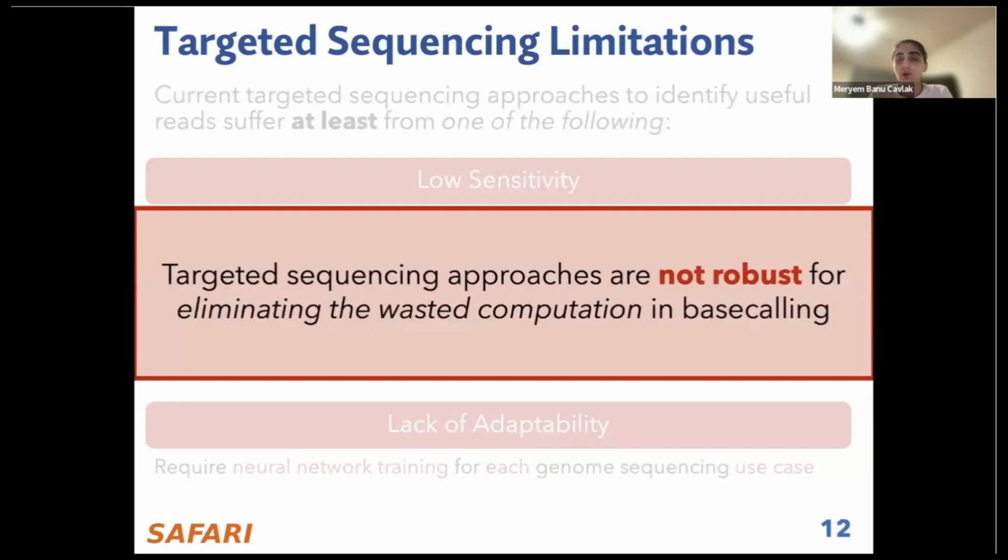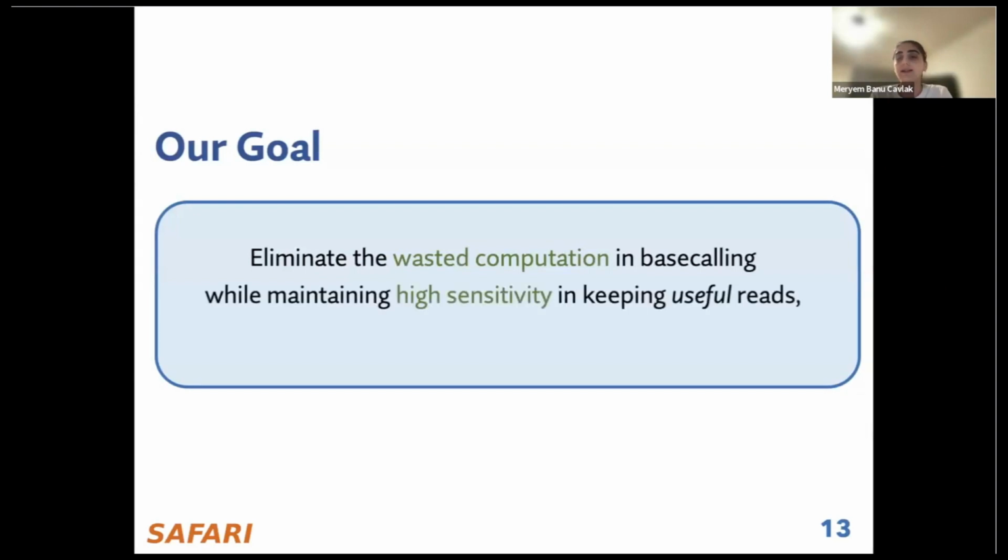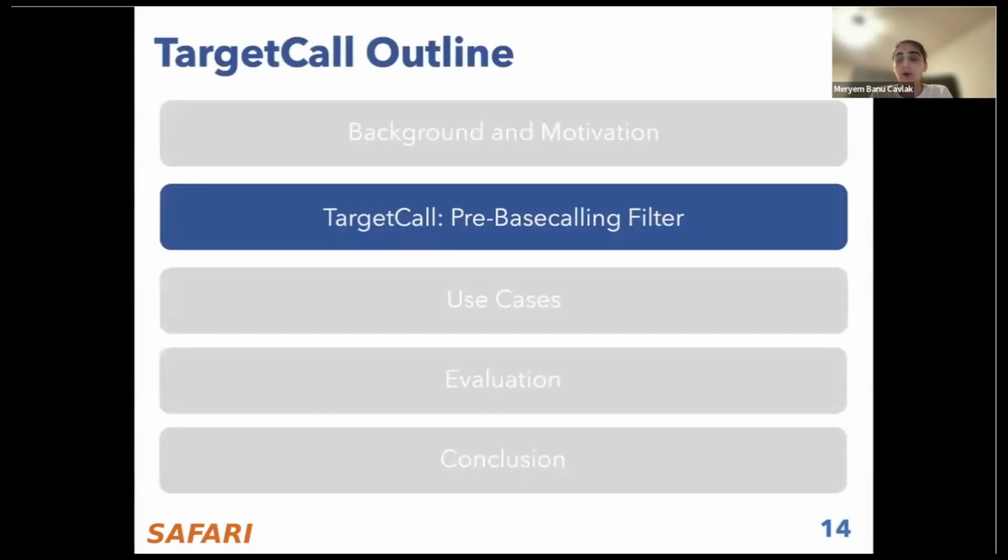And that's why we conclude that these approaches cannot be a robust solution for eliminating the wasted computation in base calling. Instead, our goal is to eliminate the wasted computation in base calling, while maintaining high sensitivity in keeping useful reads, being scalable to large reference genomes, and maintaining adaptability to different use cases. And we propose TargetCall with a pre-basecalling filter for this purpose.